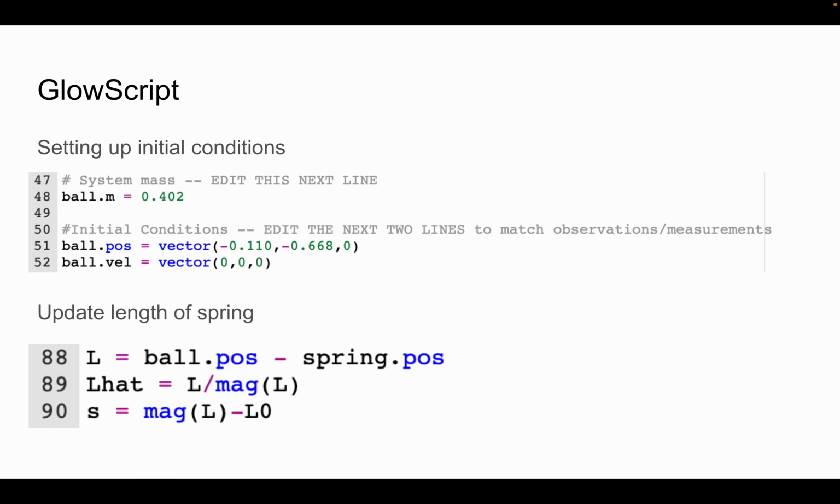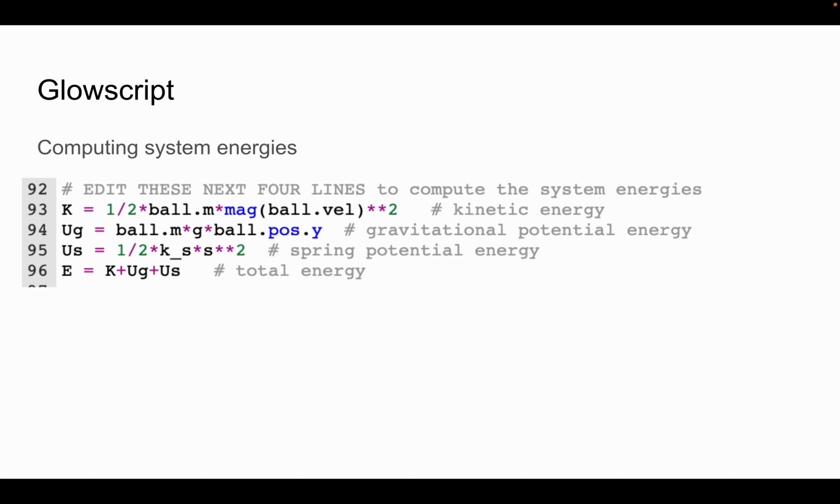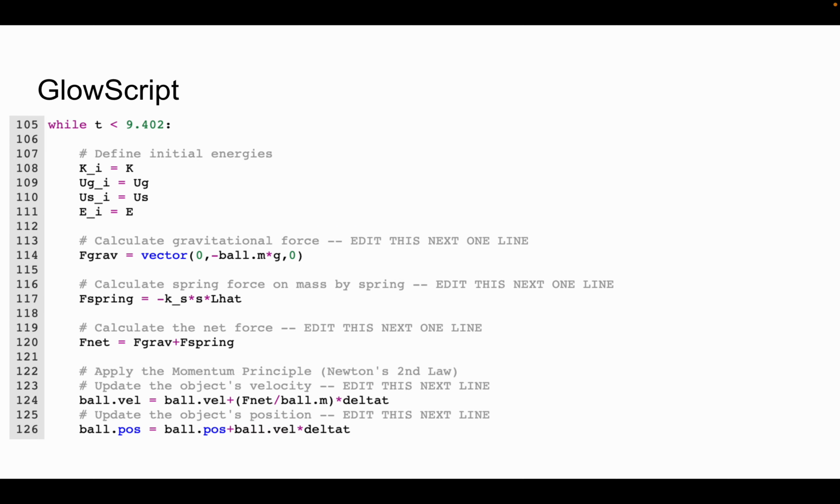For the GlowScript, we first have to set up the initial conditions using the data that was just shown. So we set the mass of the ball, the position, and the initial velocity. Then we use this set of code to update the length of the spring by calculating L and L hat. Then we calculate the system energies by using the equations shown before. So we have kinetic energy, potential energy of gravity, and potential energy of the spring. And then the total energy is just the sum of those three.